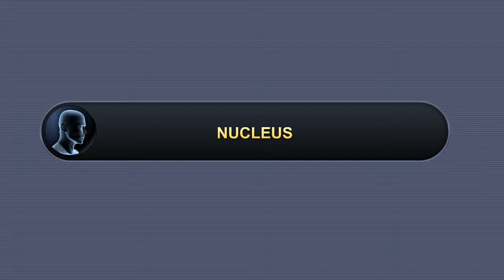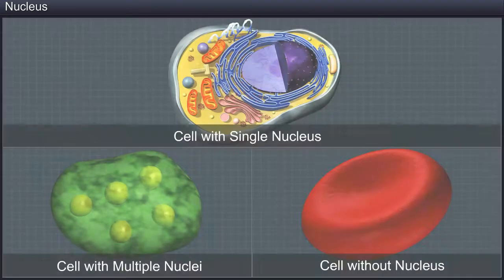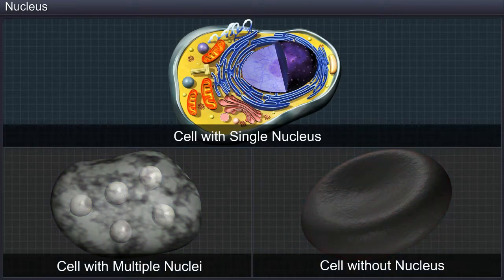In this module, you will learn about the nucleus of a cell. Of the various organelles found in a cell, the nucleus occupies a place of prime importance as it is the control center that regulates metabolic activities which keep a cell alive. Most eukaryotic cells possess a single nucleus. However, we do find cells with multiple nuclei as well as cells without a nucleus.